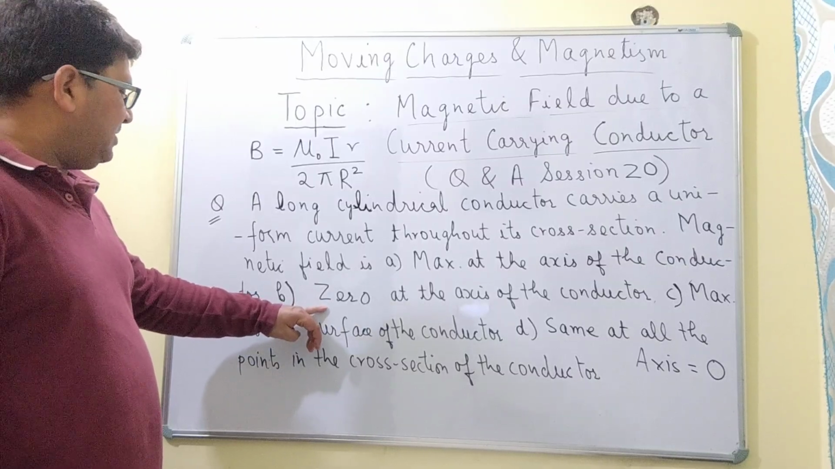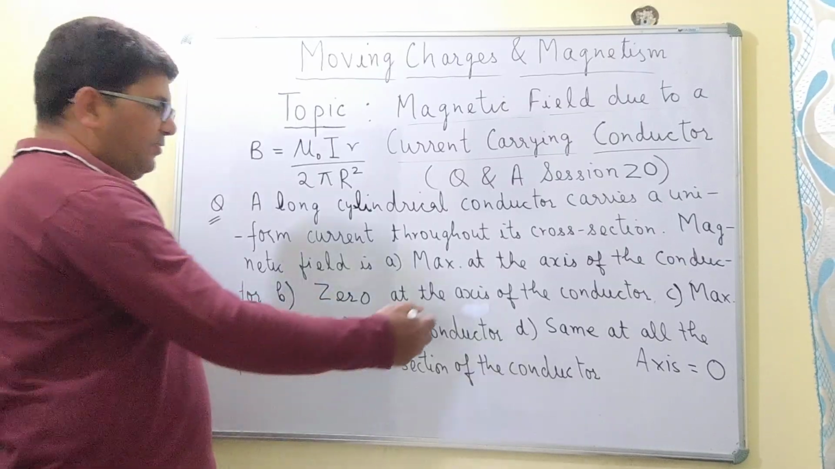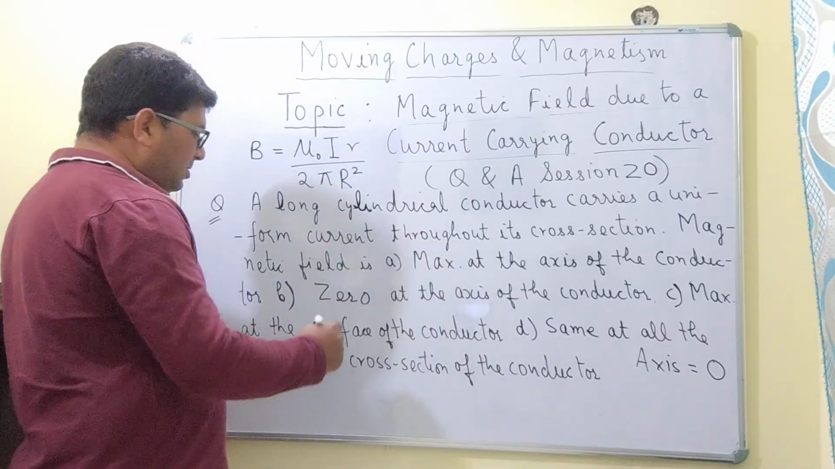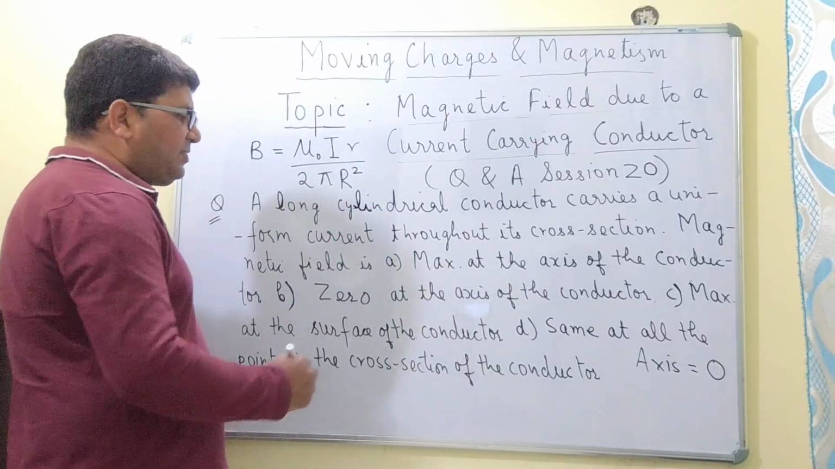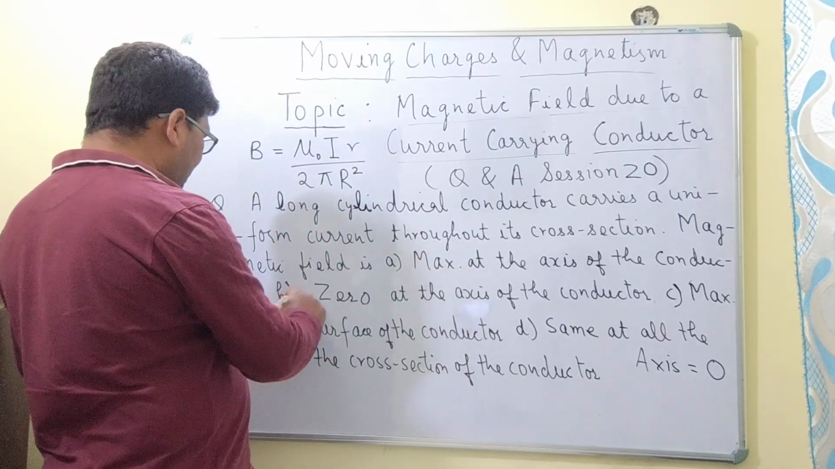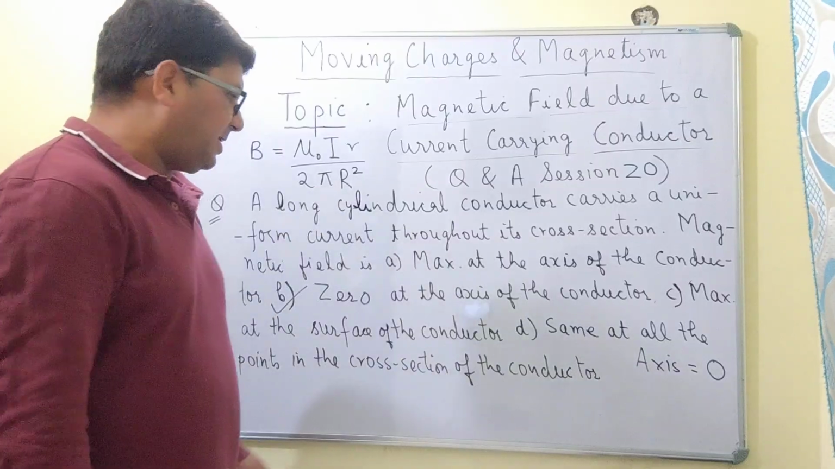Now the second option is it is 0 at the axis of the conductor. Definitely, since r is equal to 0, the magnetic field will be 0 at the axis of the conductor. So this second option, that is B, is correct.